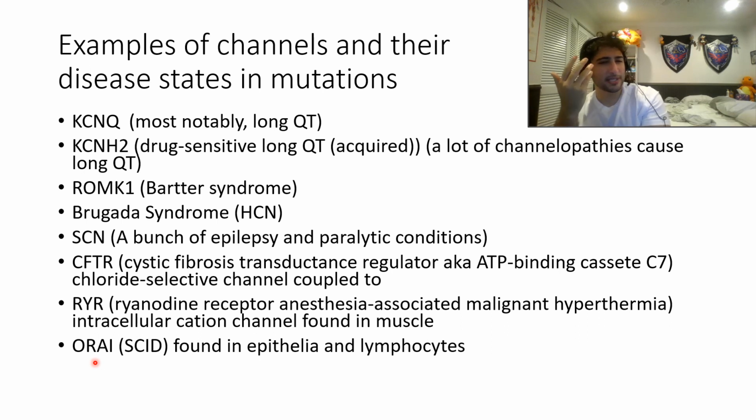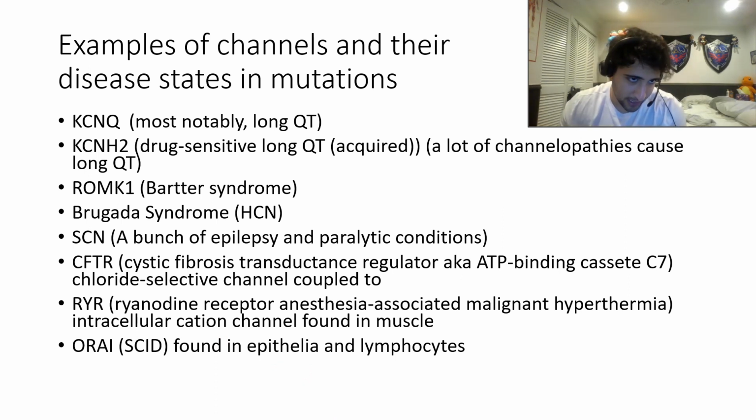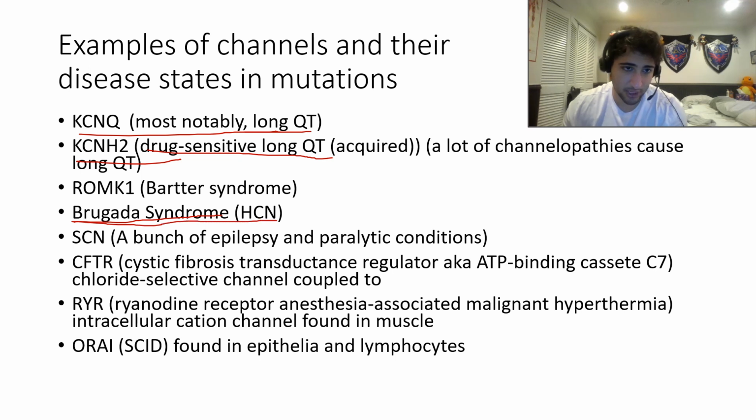So I'm not telling you these because I think you need to know them right now. Only a couple of these are testable on exams. You do need to know Brugada syndrome. You do need to know long QT, but you don't need to know the exact channel. You just want to know that mutations in potassium channels cause long QT. Mutations in some channels are going to cause Brugada syndrome, which is related to an increased predisposition to AFib, paroxysmal AFib in particular. And then you have CFTR, cystic fibrosis.